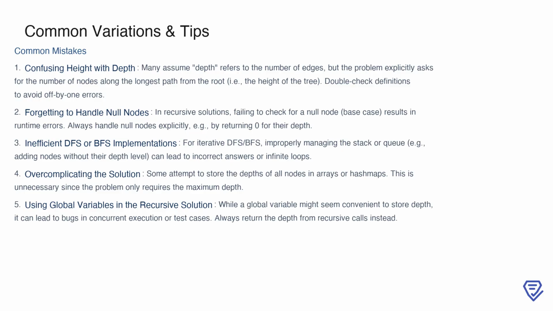Some may also overcomplicate the problem by trying to store depths of all nodes in extra data structures like arrays or hash maps, but this is unnecessary since the problem only asks for the maximum depth. Lastly, using global variables in recursive solutions might seem convenient, but it can introduce bugs, especially in concurrent environments or when running multiple test cases. Instead, rely on returning depth values directly from recursive calls for safer and cleaner code.